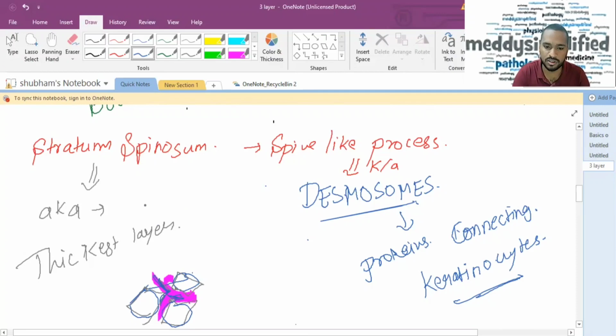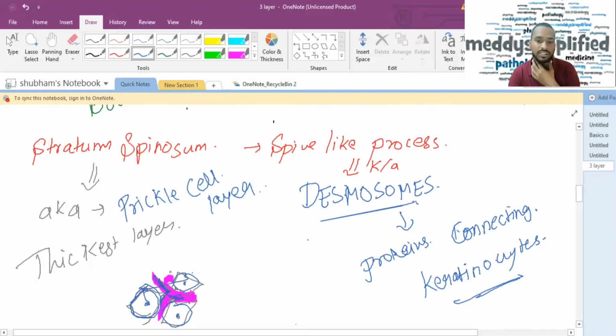The stratum spinosum is also known as prickle cell layer, and it is the thickest layer, as I already told. Suppose the circle with the nucleus I'm drawing here is a keratinocyte, and these pinkish margins are the desmosomes. So these are the desmosomes. They are connecting these keratinocytes. So that is the function of a desmosome.